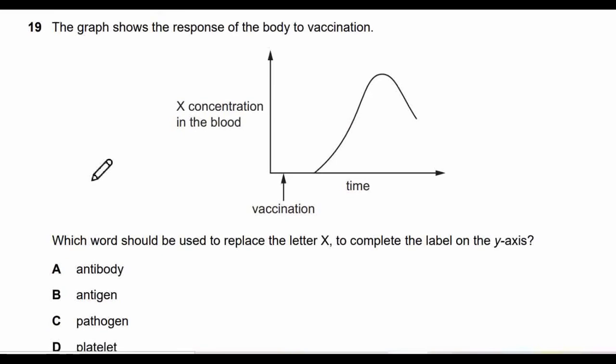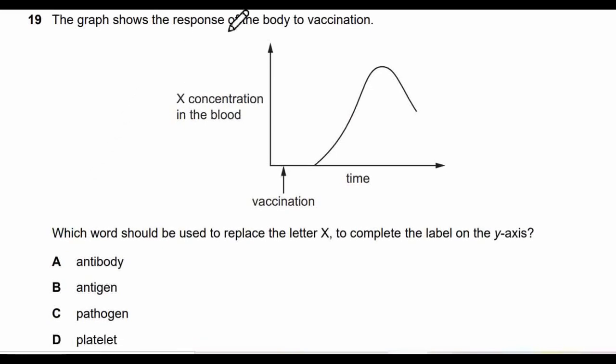Now we move to 19. The graph shows the response of the body to vaccination, X concentration in the blood. So this is vaccination. It goes to the peak here. After vaccination, which word should be used to replace the letter X? It will be antibody. If X is the weakened virus or microorganism, then it will trigger the body to produce antibody, and it will reach the peak after some time. So it will be antibody.